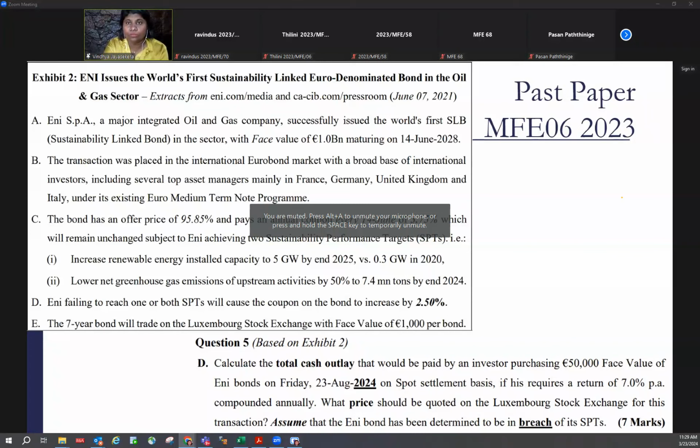So you read through the case study. All of this information is not going to be relevant for you. Read through the case study and look at what information is relevant for you to do this sum.